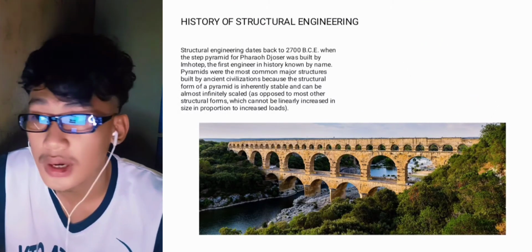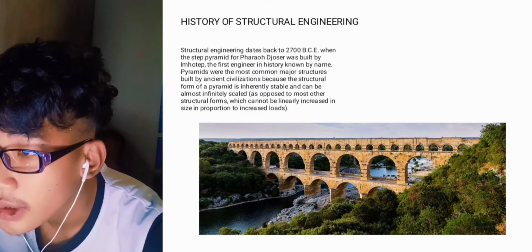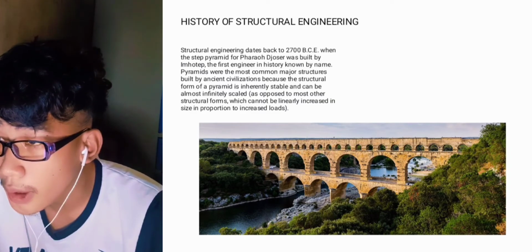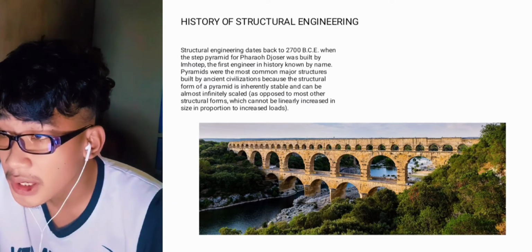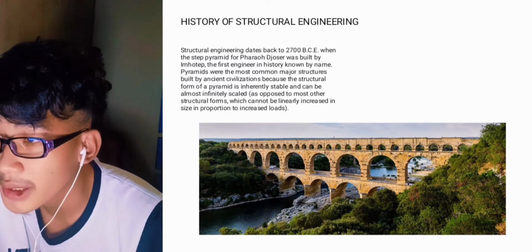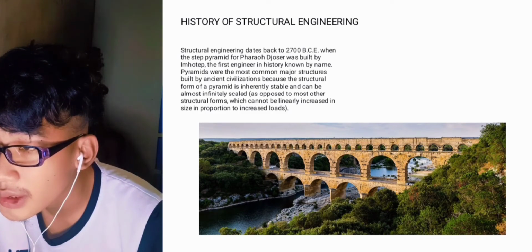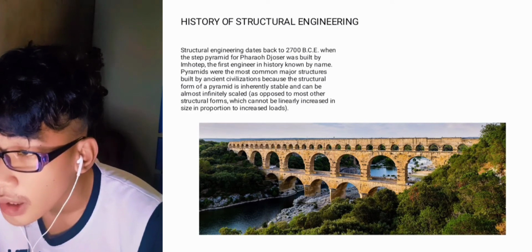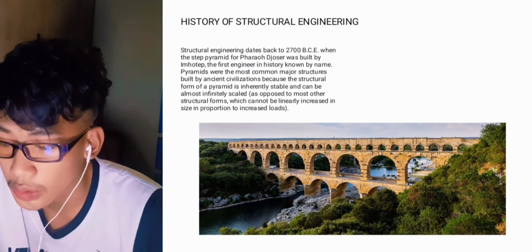History of structural engineering. Structural engineering dates back to 2700 BCE when the step pyramid of Pharaoh Djoser was built by Imhotep, the first engineer in history known by name. Pyramids were the most common major structures built by ancient civilizations because the structural form of a pyramid is inherently stable and can be almost infinitely scaled, as opposed to most other structural forms, which cannot be linearly increased in size in proportion to increased loads.